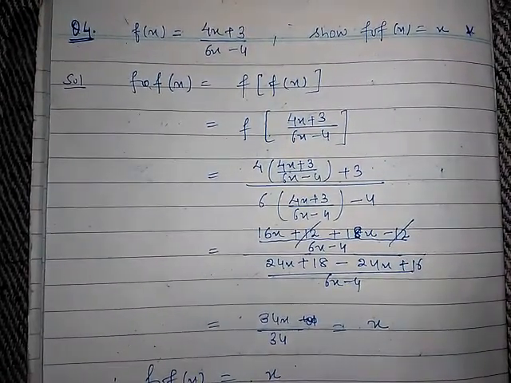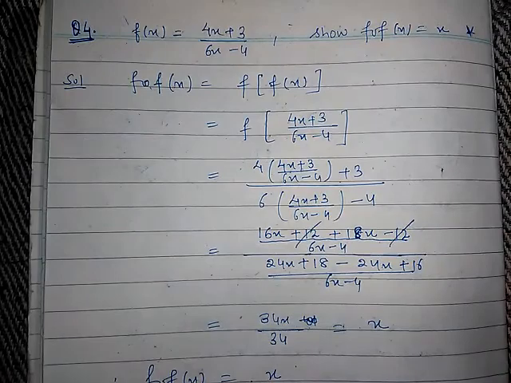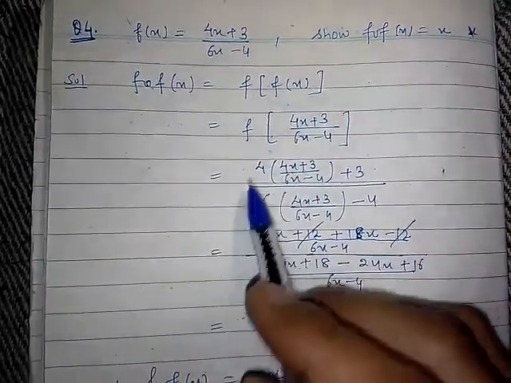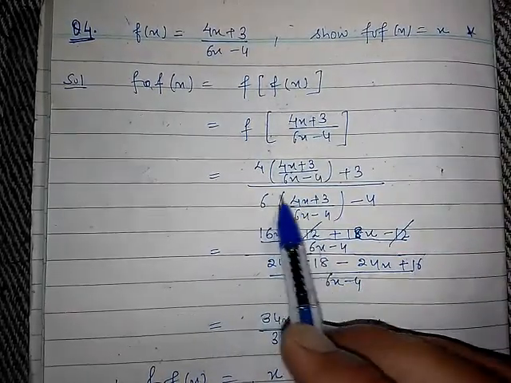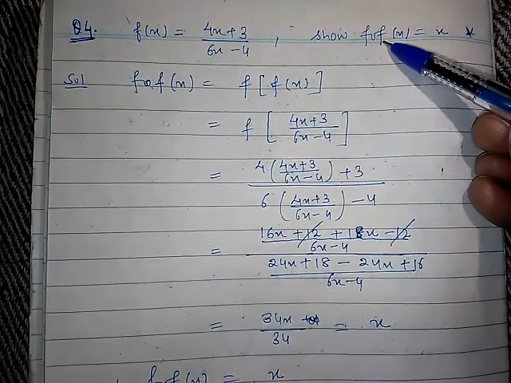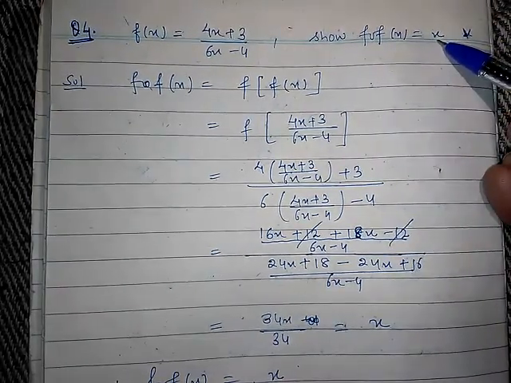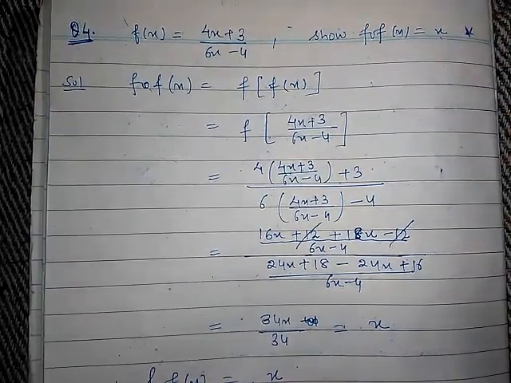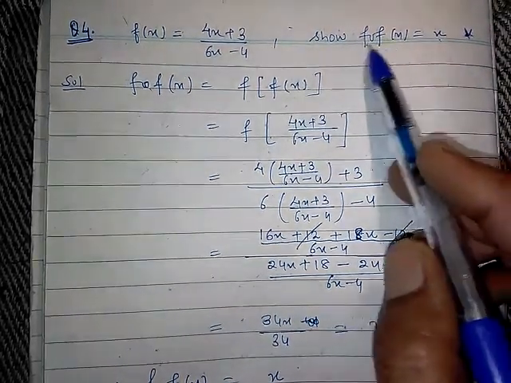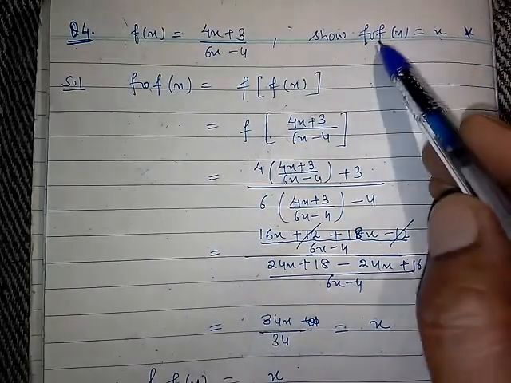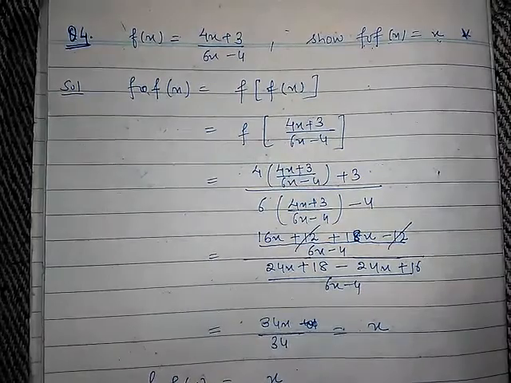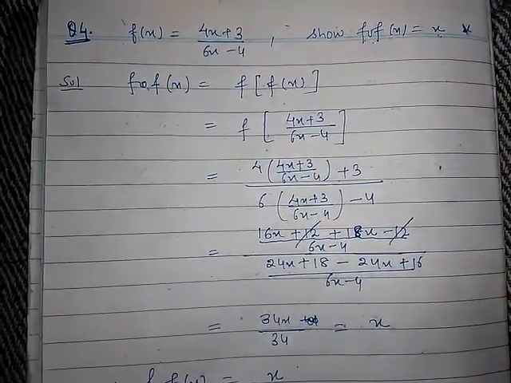If f of x is equal to 4x plus 3 upon 6x minus 4, where x is not equal to 2 by 3 given in the book, show that f of f of x is equal to x. So we have to prove f of f is equal to x, for all x not equal to 2 by 3, and then find what is the inverse of f. First of all, we will show f of f is equal to x, and after that we need to find out the inverse also. Clear?